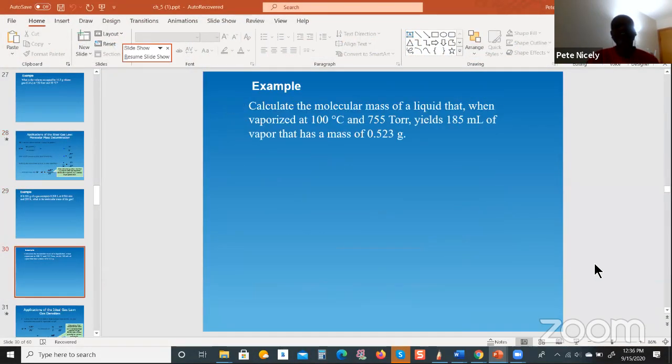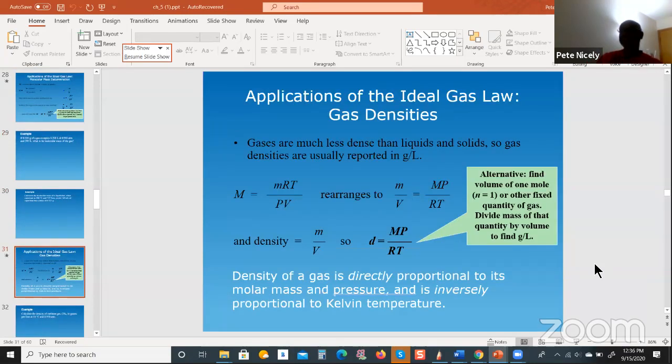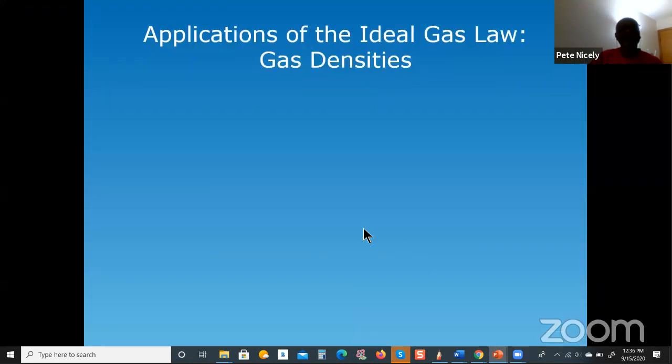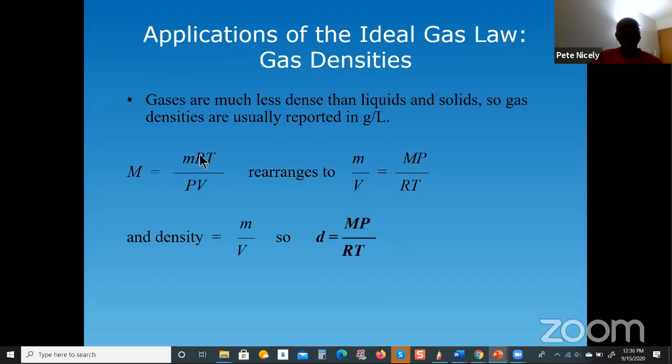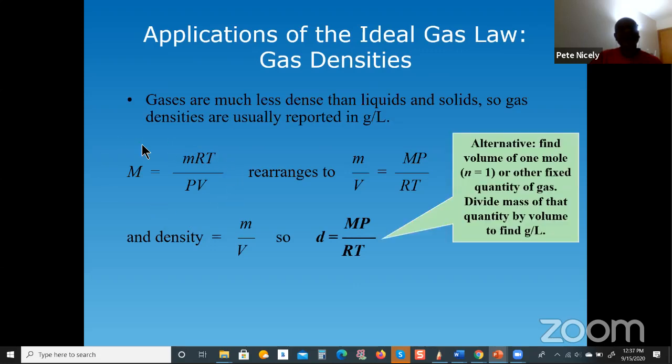Let me scroll down here. This is another equation that you can determine, this time determining the density of a gas. So we're starting from this equation right here. Let me go to full screen mode. We're starting with this equation that we just used, right? This is the equation that we use to calculate the molar mass of a gas.